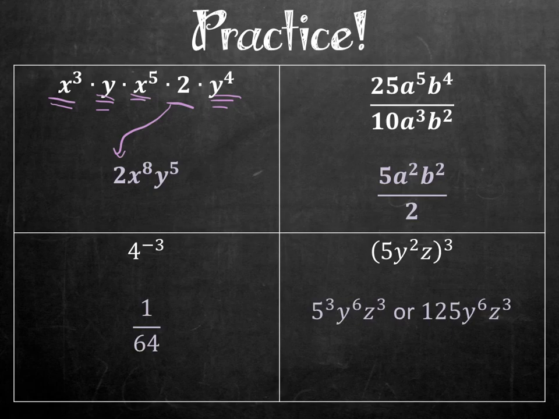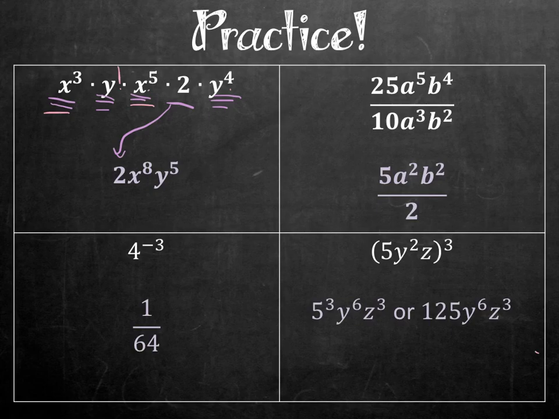Now I've got my powers of x. I've got x to the 3rd times x to the 5th, and we know to add those exponents, so that's going to be 3 plus 5 to give me an exponent of 8. And then hopefully you remember that this y that's all by himself is actually y to the first power. So when I combine that, that's going to be y to the 1 plus 4, which is 5.